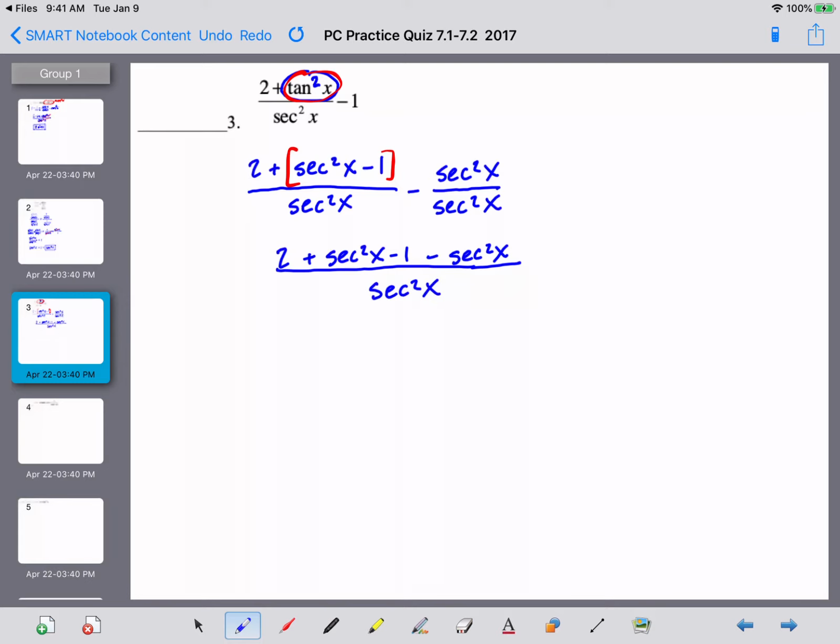squared x. So notice when we replaced this tangent with secant squared x minus 1, now this secant squared x and this secant squared x cancel, and 2 minus 1 is just 1, so we've got 1 over secant squared x. And remember, 1 over secant is the same as cosine. So this is equal to cosine squared x. All right, and that is simplified.